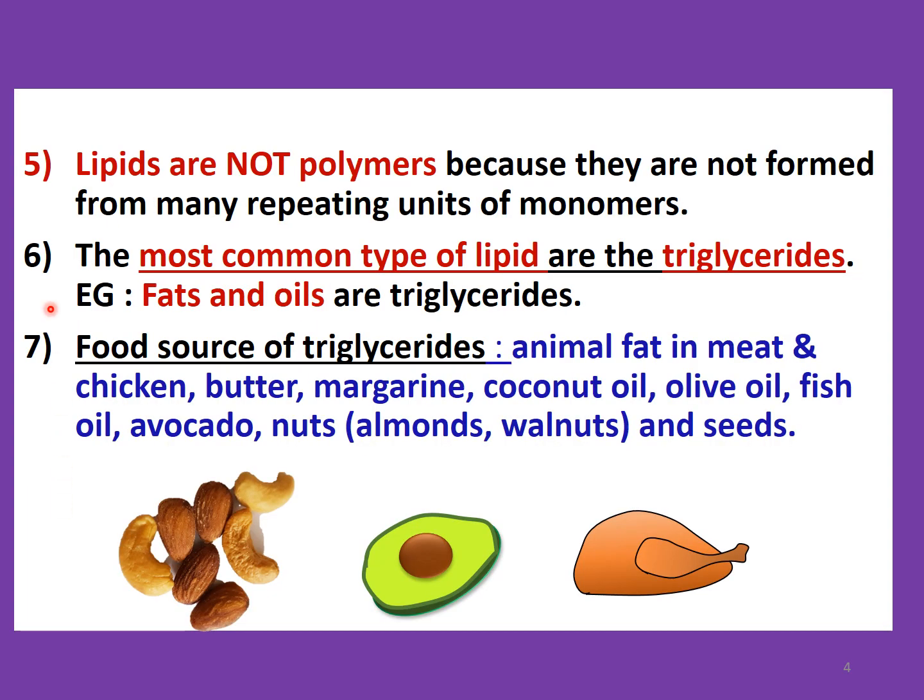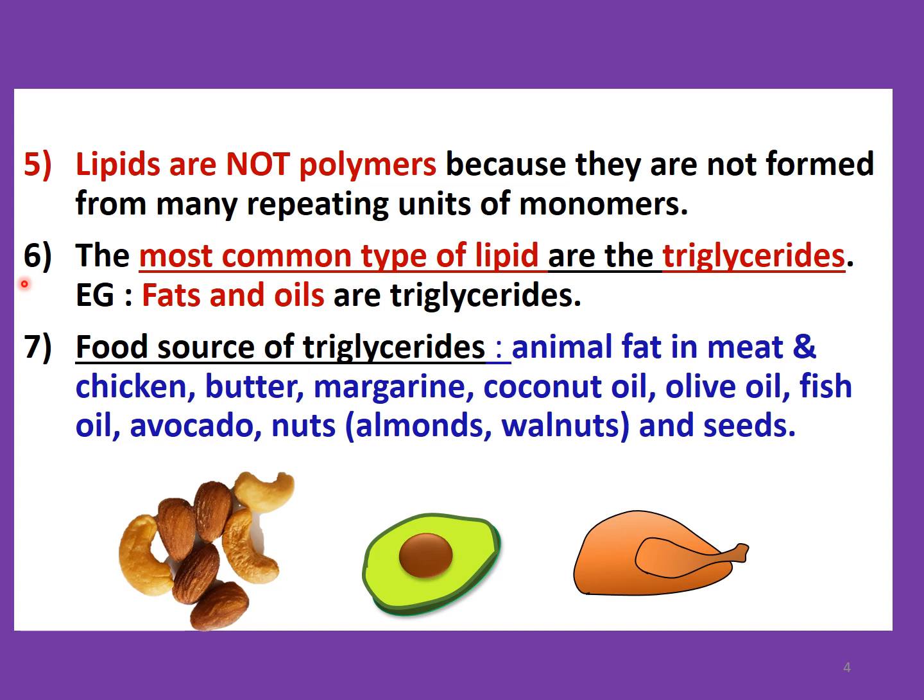Now, lipids are not polymers because they are not formed from many repeating units of a type of monomer. There's no one monomer in a lipid where a large quantity of the monomers are joined together. Not like starch. Starch is made up of many repeating units of glucose joined together. But for lipids you cannot find any monomer which is joined in large quantities.